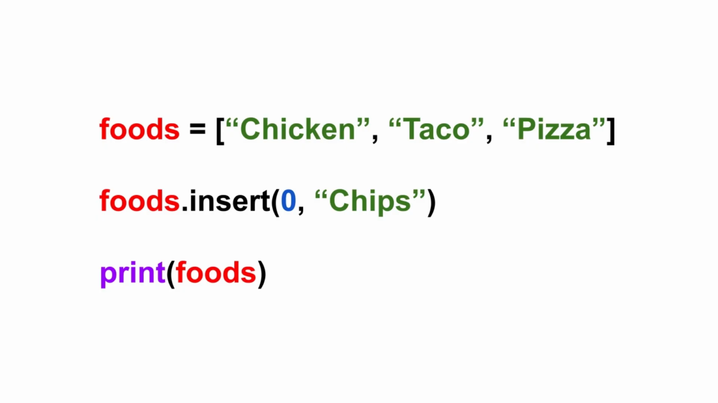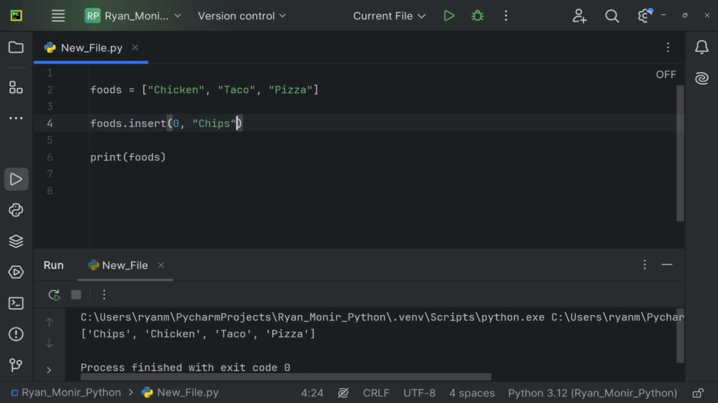The next function is the insert function, and we use it to add items. It is like the append function, but with the insert function, we can decide where we want to add our item. The insert function takes two arguments. The first argument is the index number, and the second argument is the item being added. If we want to add an item before all the other items, we can set the index to 0 and then write our item. The original item at index 0 will now have an index of 1. If we run this, we can see that our new item is at index 0 before all the other items.